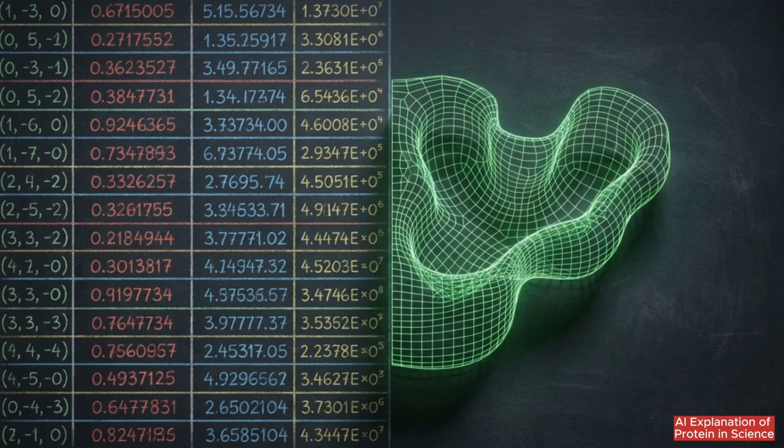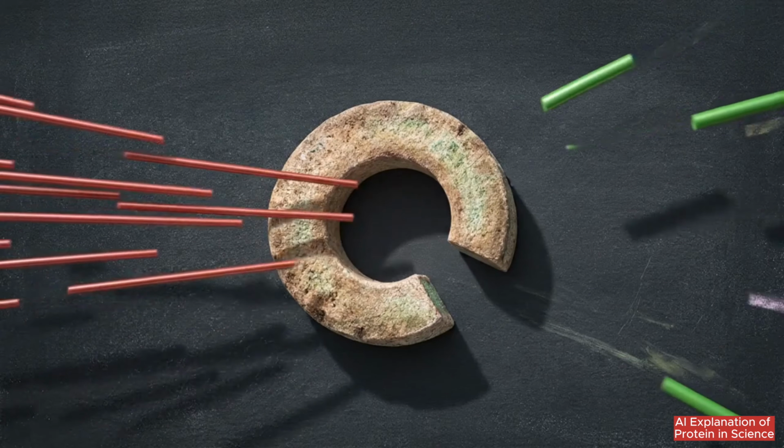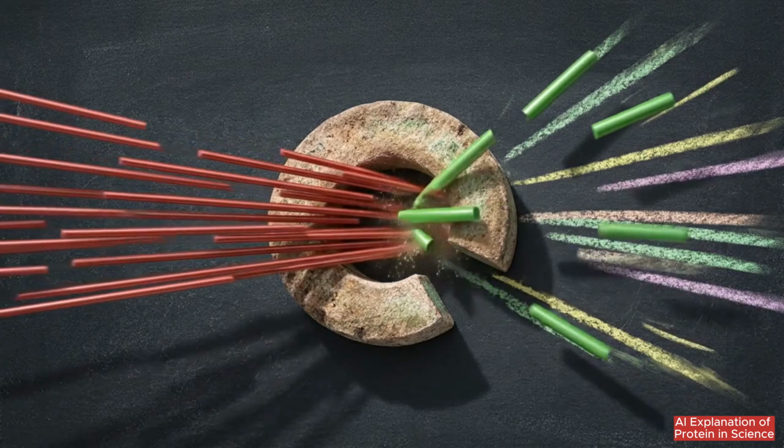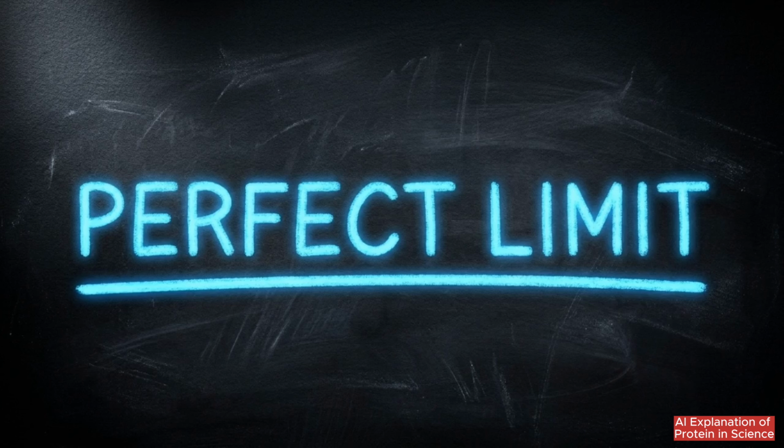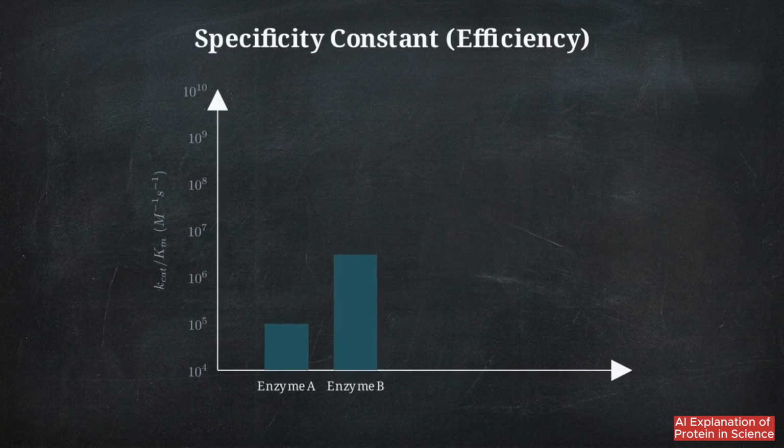The turnover number, kcat, defines the maximum number of substrate molecules converted to product by a single saturated enzyme per second. The ultimate metric for an enzyme's overall catalytic efficiency is the specificity constant, the ratio of kcat to Km. This chart highlights a highly specialized subset of enzymes.